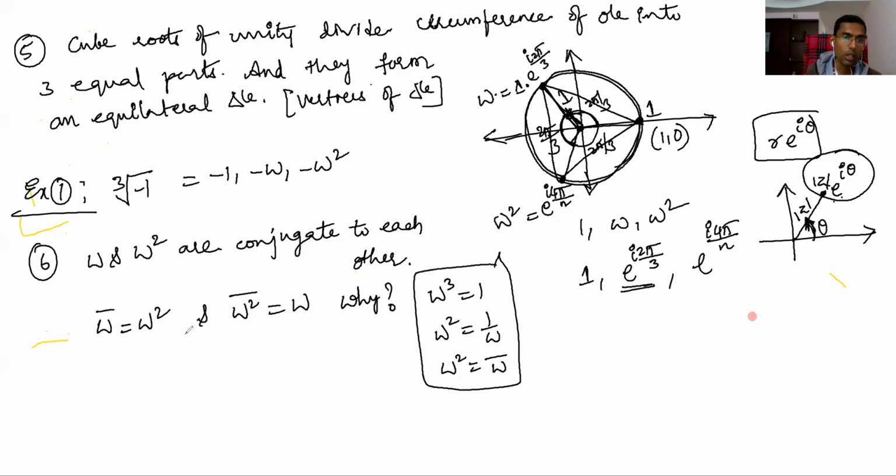And not only that, mod omega or mod omega square is what? It is cis theta only, that's 1. So conjugate to each other, that's also you should recognize. So 1 by omega is equal to omega bar, which equals omega square. Okay, that's also important.